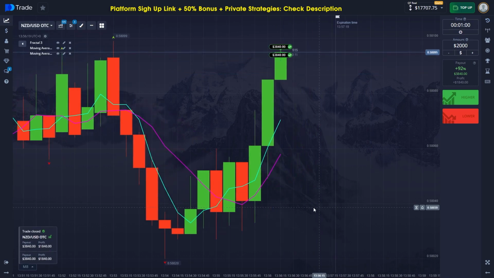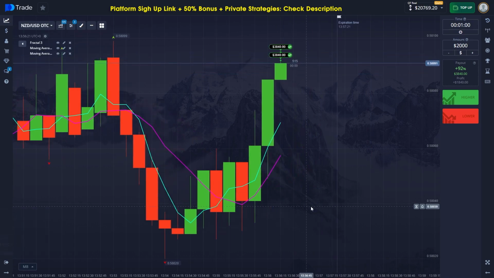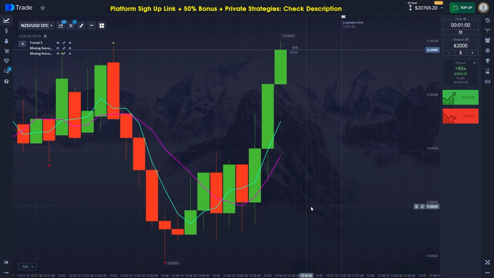We took a very good price movement and made good money. I suggest we continue. Give me a little time because I recently saw a good trading situation and I want to show it without unnecessary video cuts.